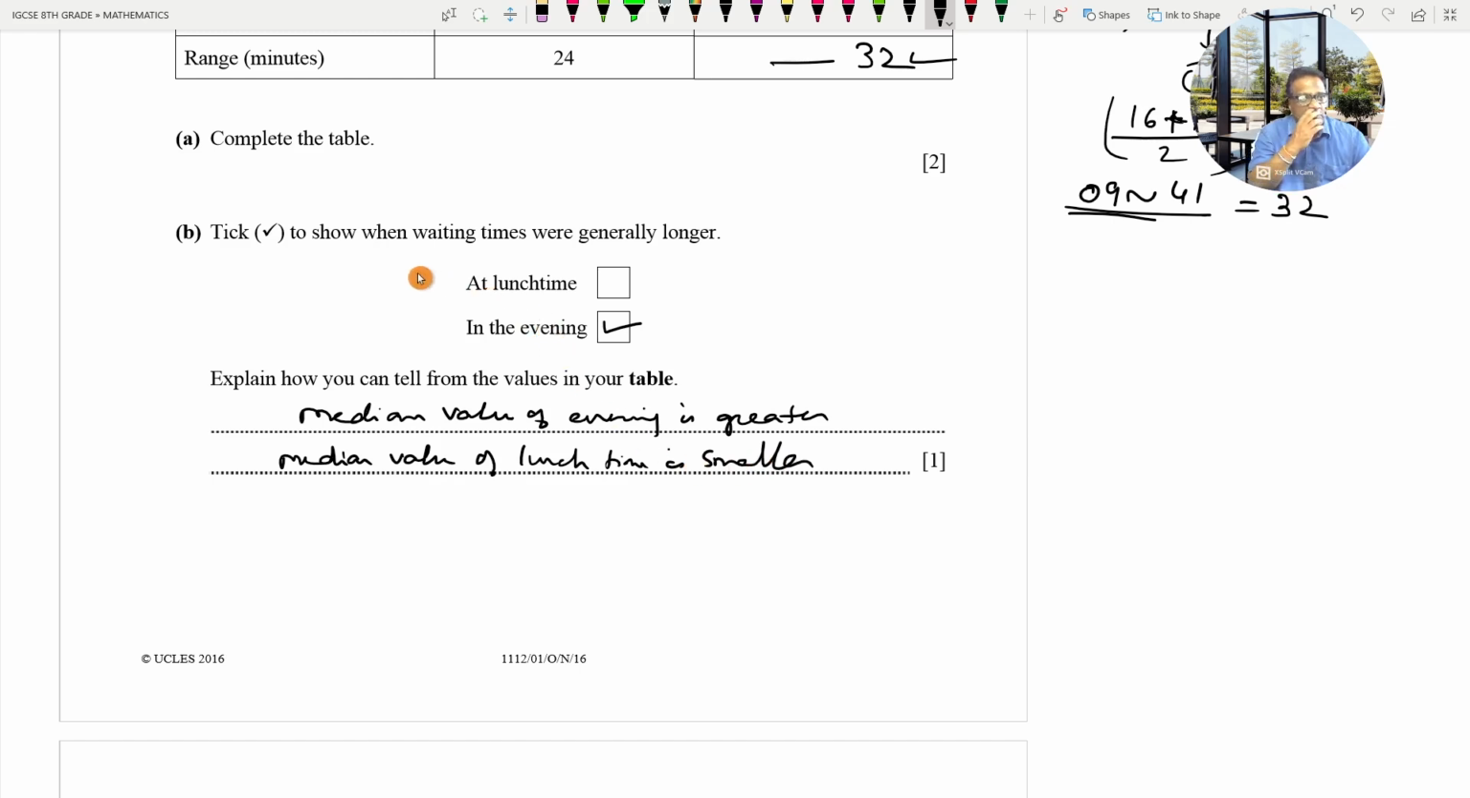So he has told you to put the tick mark for the waiting time that is generally longer. Okay, so longer will be in the evening. Longer and greater is one and the same. Greater, or you can say longer. That is why I put the tick mark in the evening. Okay, that was the answer to the B part of the question.